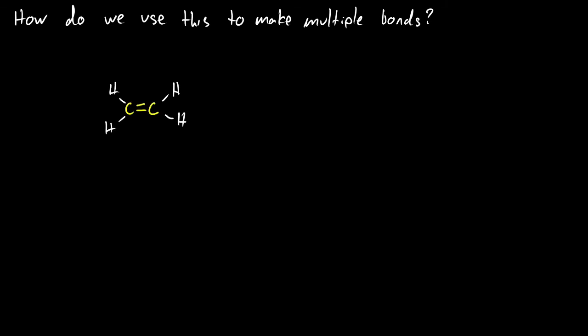Well, let's take a look at this molecule here, which is ethylene. This is the simplest possible molecule with a carbon-carbon double bond. And this molecule here, which is acetylene, the simplest possible molecule with a carbon-carbon triple bond.